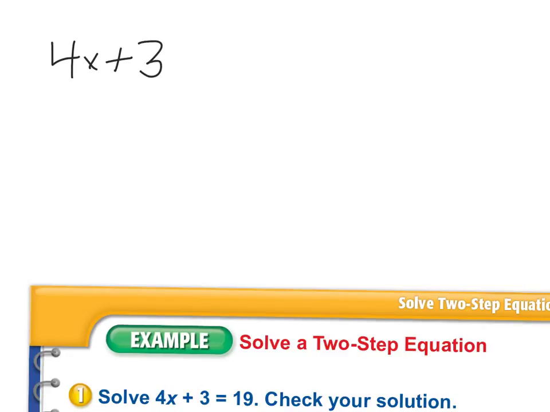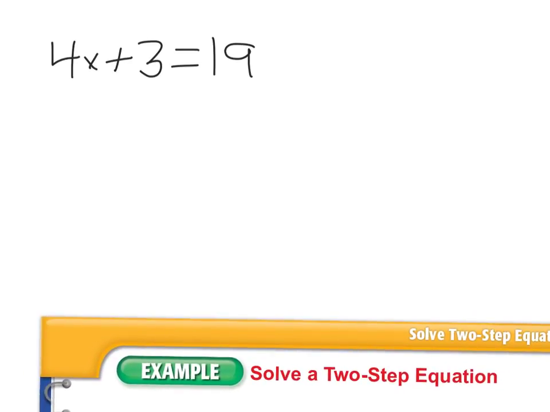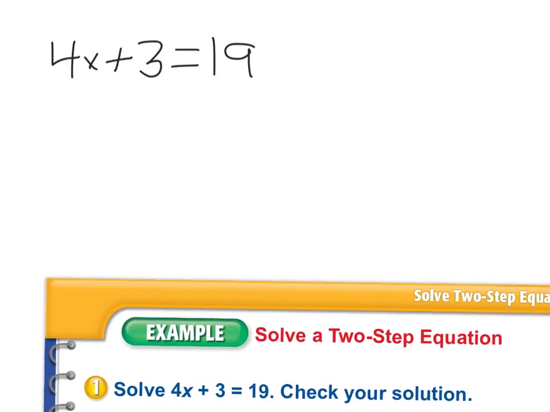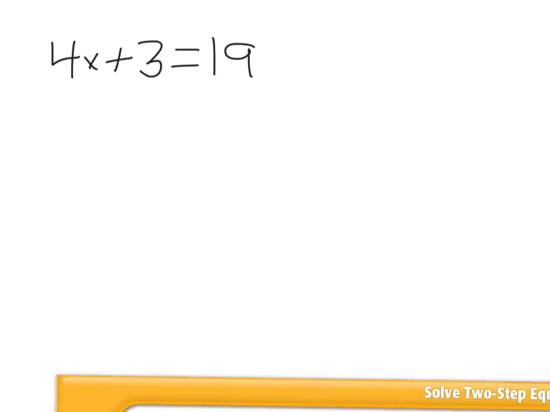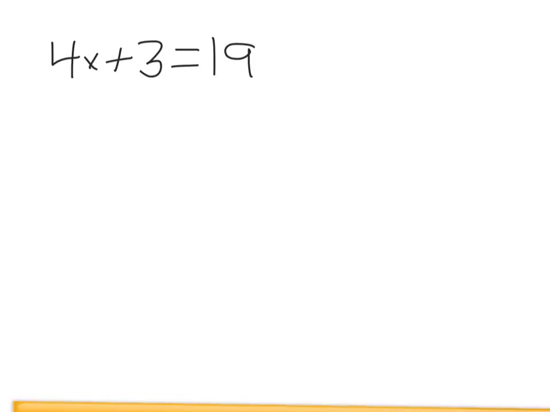So I've got 4x plus 3 equals 19. And what's it tell me to do with this? It tells me to solve it. Solve 4x plus 3 equals 19. So when I see the word solve, my goal is to isolate the variable. So I ask myself a question. Why is the variable not by itself?